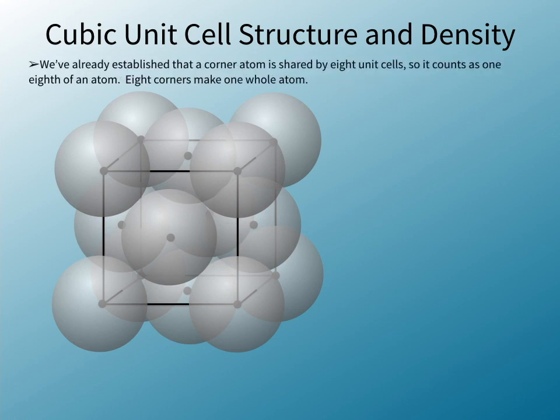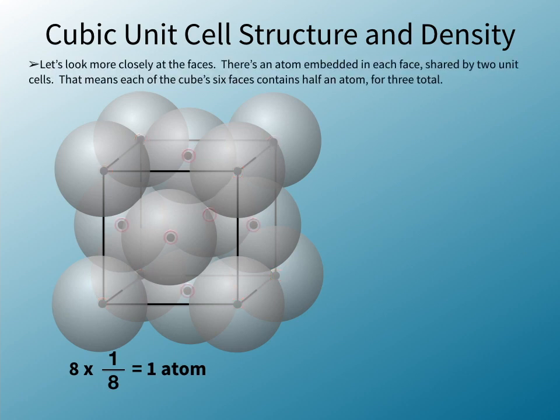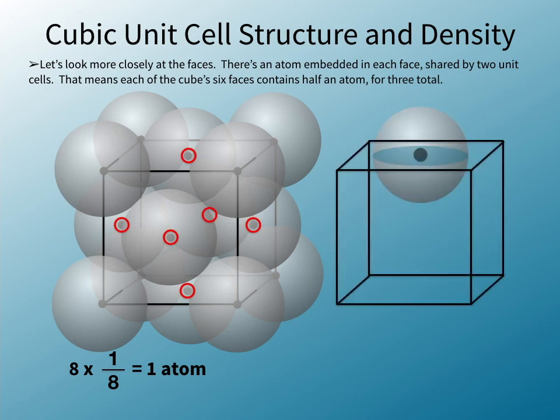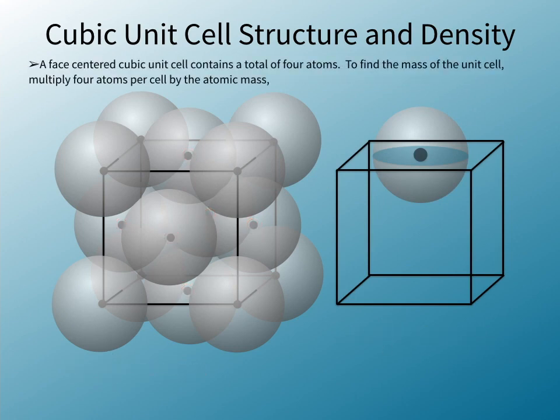To find the mass of the unit cell, let's look at how many atoms it has. We've already established that a corner atom is shared by 8 unit cells, so it counts as 1/8 of an atom. 8 corners make 1 whole atom. Let's look more closely at the faces. There's an atom embedded in each face, shared by 2 unit cells. That means each of the cube's 6 faces contains half an atom, for 3 total. A face-centered cubic unit cell contains a total of 4 atoms.